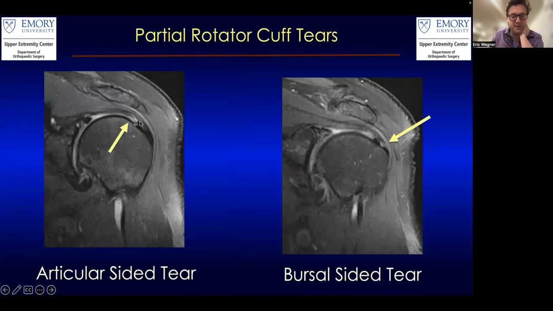So this is a little articular sided tear. So here's the supraspinatus coming in. You can see there's a tiny little articular sided tear here, and there's a little bursal sided tear here. So these are very small. Usually, honestly, we kind of ignore them.